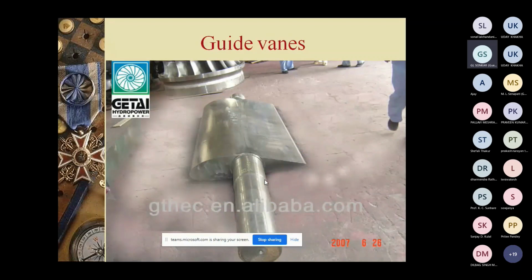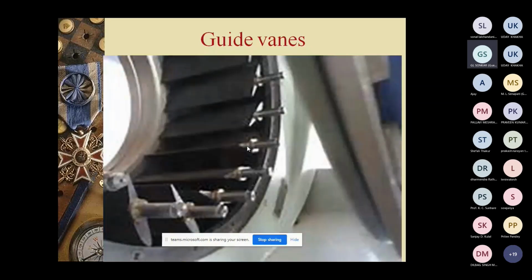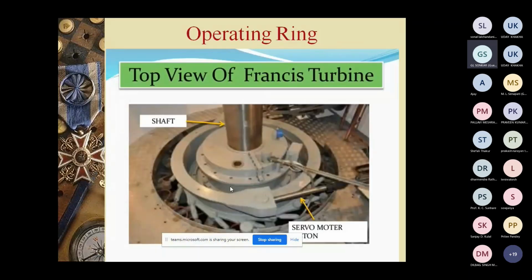Then you can see this is my guide vane. This is the top side, this is the bottom side. Stainless steel is used. How guide vanes are arranged, you can see from here also. They are arranged like this, and the upper lever will be connected to the operating ring. The lower lever will be on the steering, as I told earlier. The upper one is connected to the lever mechanism. That lever is connected to the operating ring. You can see the operating ring here. This is my operating ring.